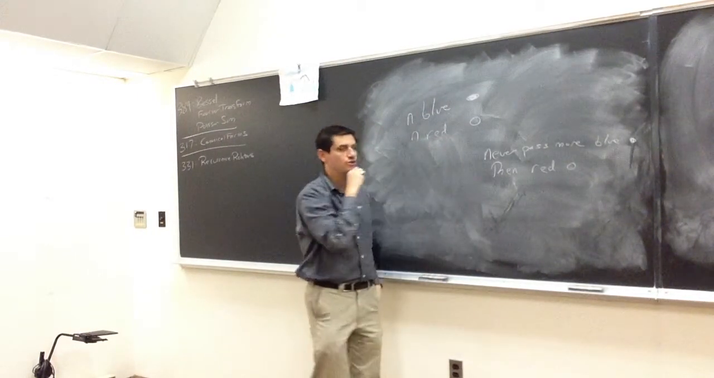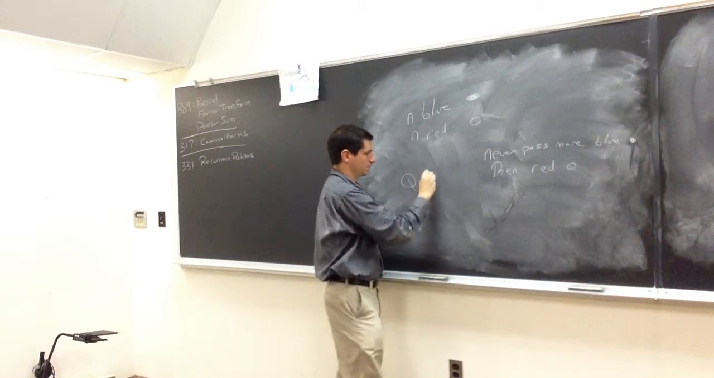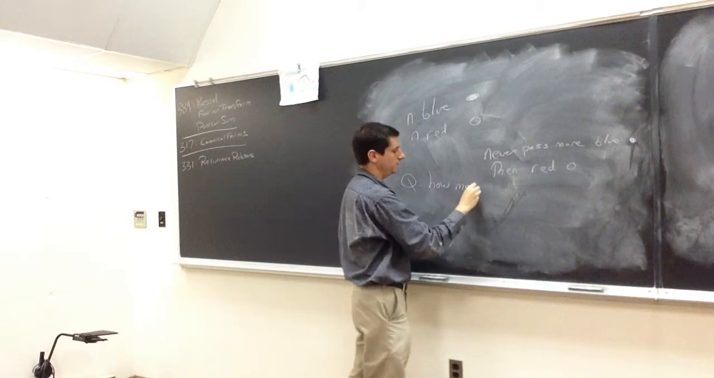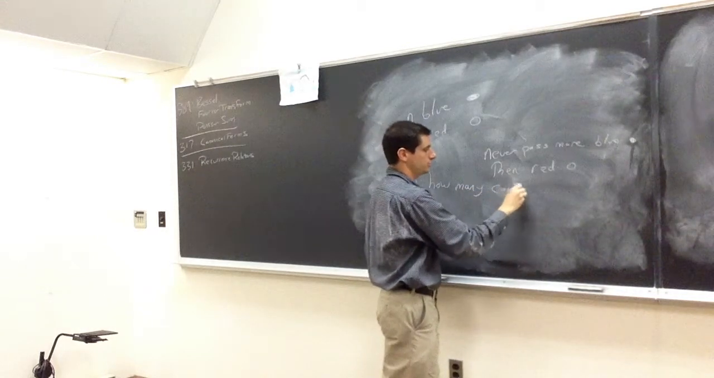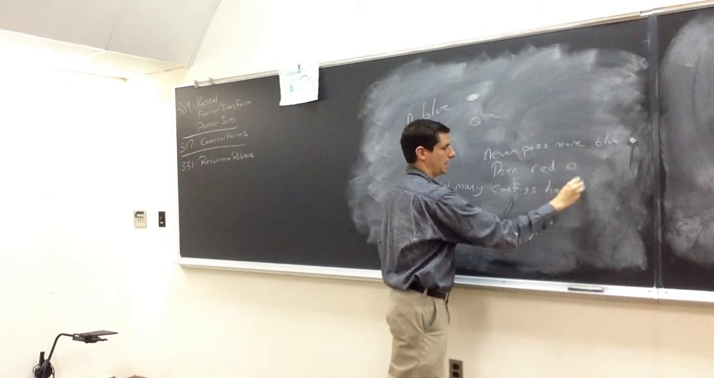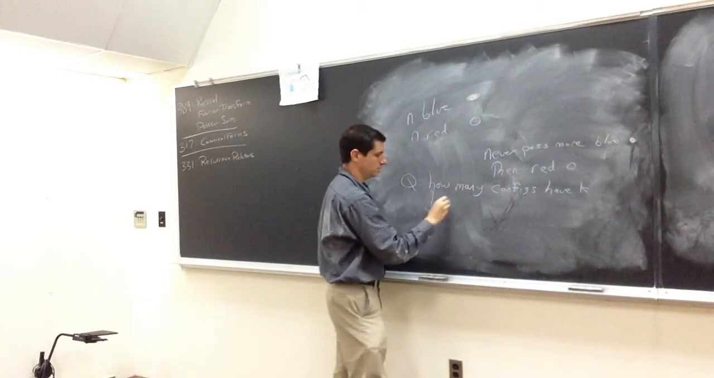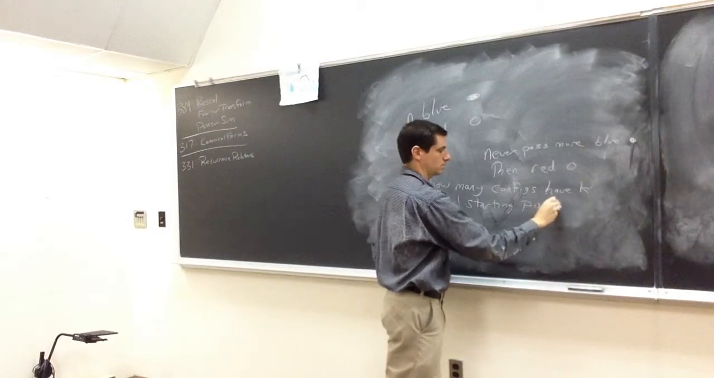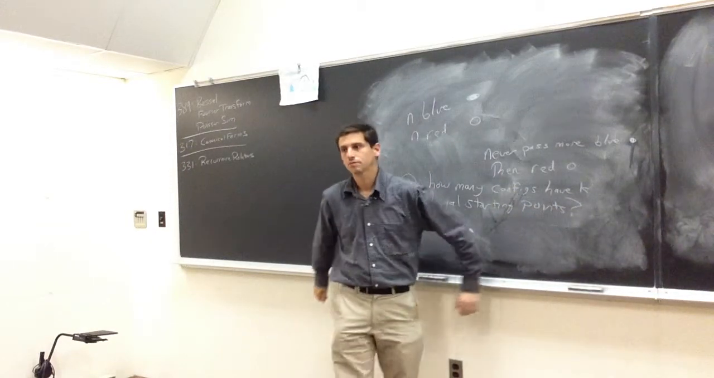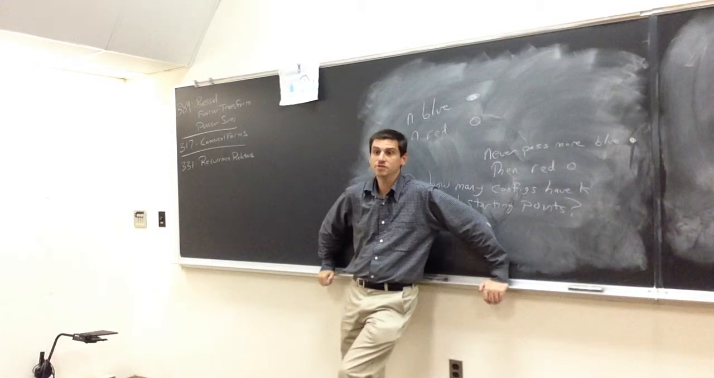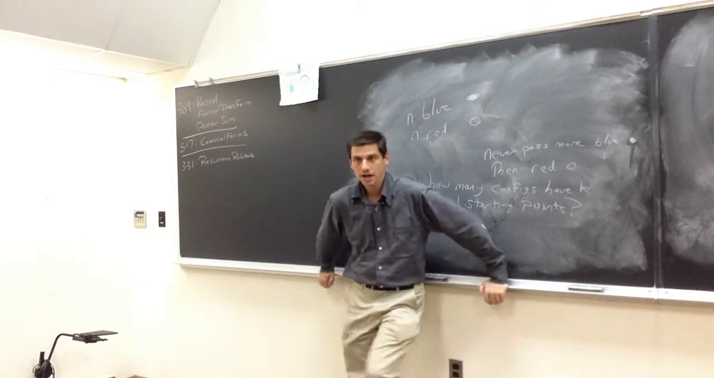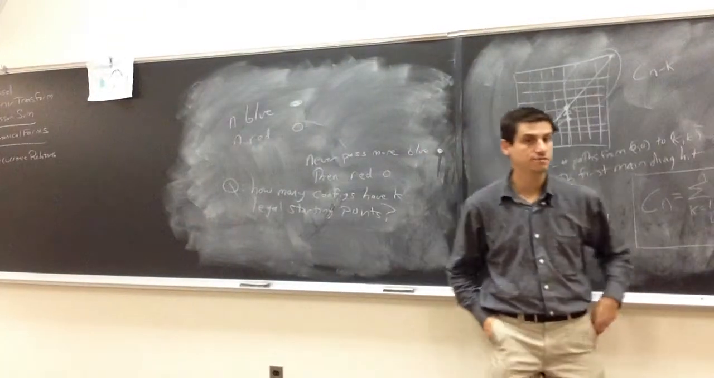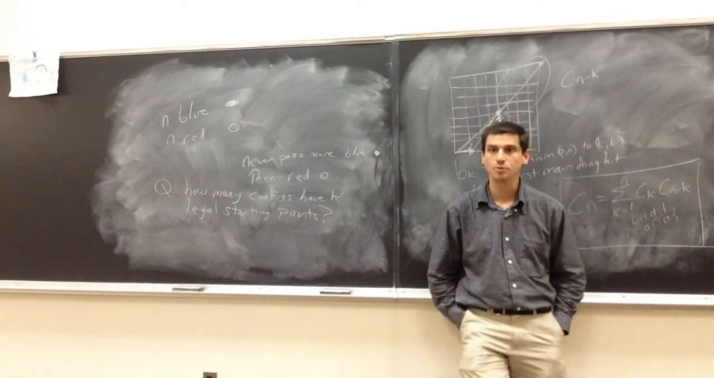All right. So now here's my question. How many configurations have k legal starting points? So we saw that there were some configurations where there was only one place you could start. What are the possible values of k? As I increase n, how many of them do you have that have exactly k configurations? Can you come up with a formula for that?